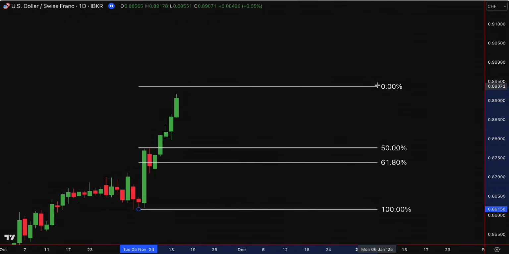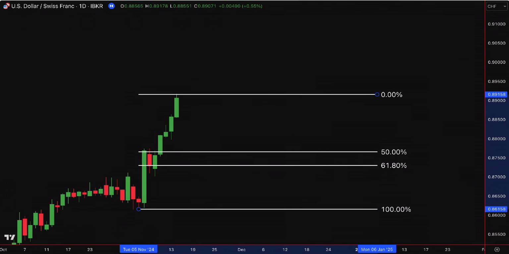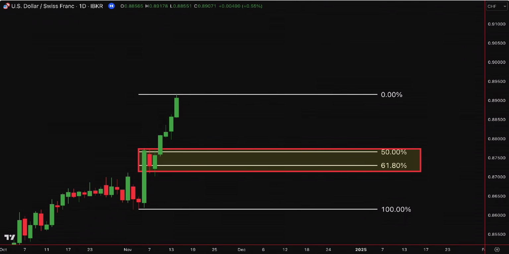not against it. Now that you know how to identify high probability supply and demand zones, let's take it one step further and talk about something I call the golden zone. Golden zones are areas that align with the 50% or 61.8% Fibonacci retracement levels. When a valid supply or demand zone forms around these levels, it's considered a golden zone.